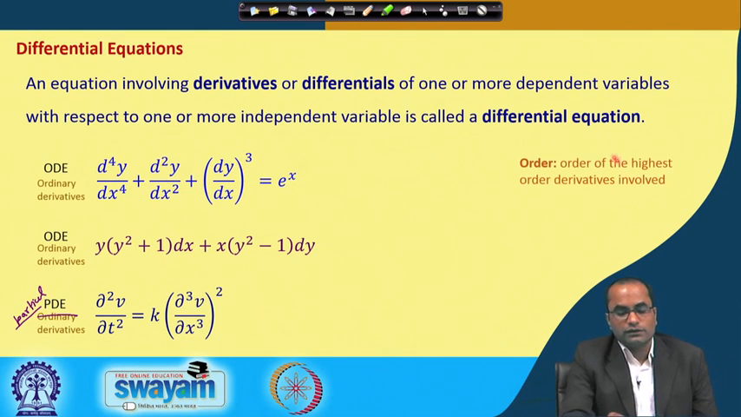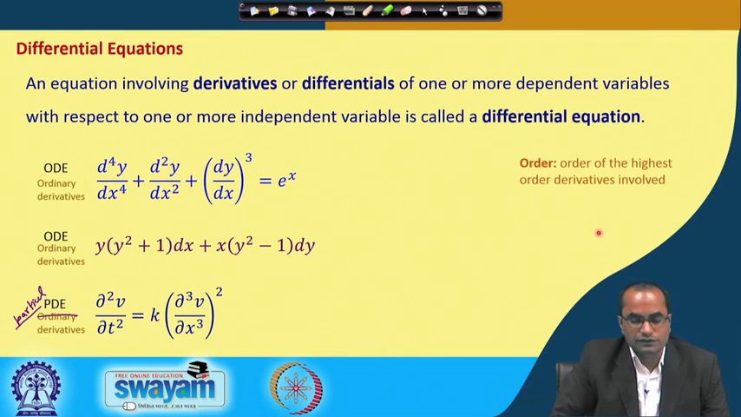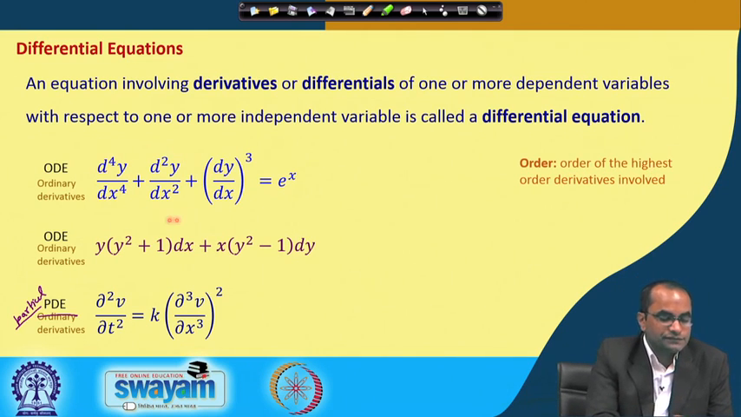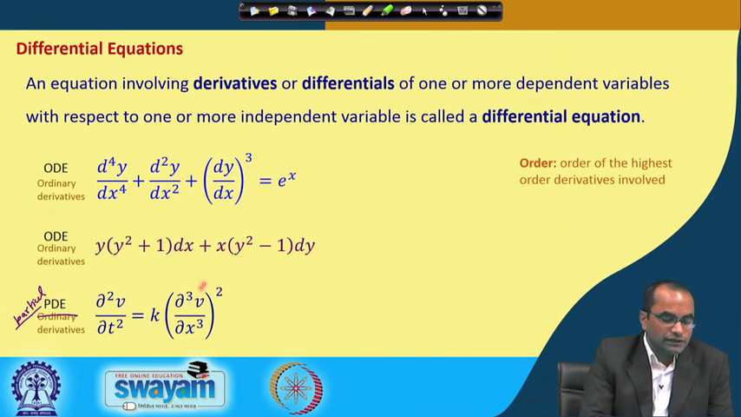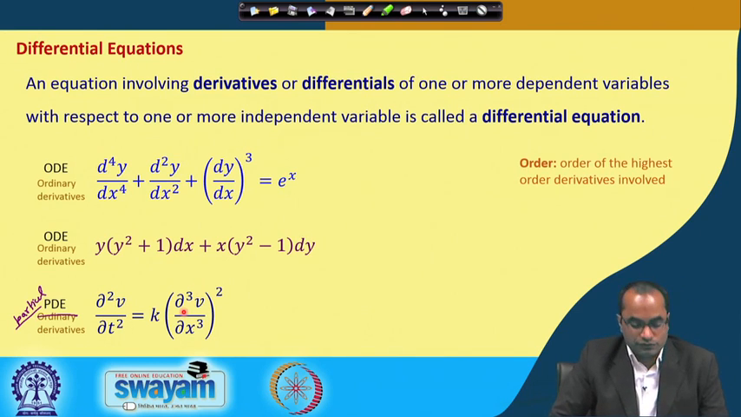There are other classifications, which we call the order. What is the order of a differential equation? Order is nothing but the order of the highest order derivative involved. For example, in this first equation the highest order derivative is 4, so the order of this equation will be 4. Similarly, we will be talking about the order of these two equations.